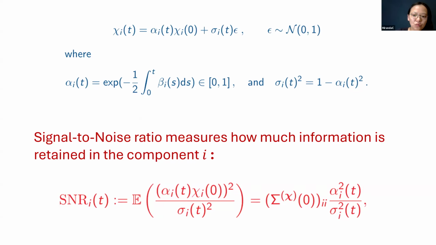So one quantity that we find particularly useful is the signal to noise ratio that measures how much information is retained in each component. Okay, so we take the literal definition of signal to noise ratio. So there is a factor of the original data variance that goes in front, and then this ratio between the signal factor alpha i and the noise factor sigma i.